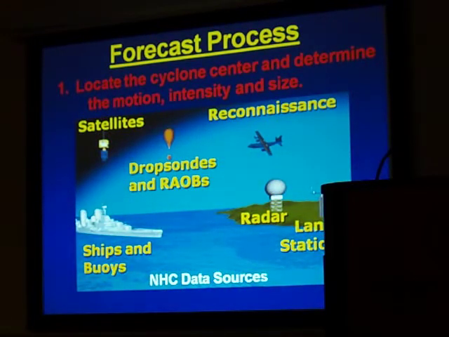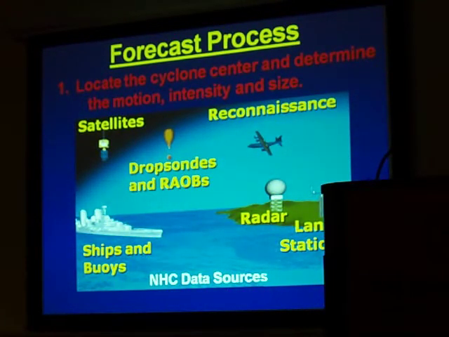So to begin the forecast process, these are the various types of data which we're accustomed to using. Data from both the polar orbiting and geostationary satellites, reconnaissance aircraft when a storm is near land, radar also when a storm is within about 250 miles of the coast, and other land stations. Ships and buoys, but these can be sparse at times, and we certainly don't rely on them. And then dropsondes both within the hurricane and outside the hurricane.